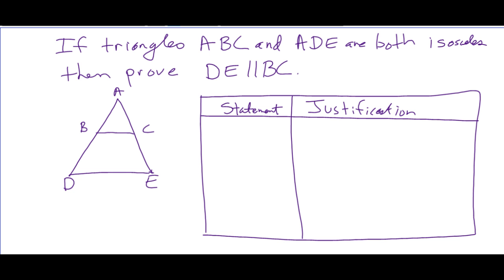Okay. If triangles ABC and ADE. Now note, ABC is a little triangle contained within the larger triangle ADE. If we know they are isosceles, then we know that this line here and this line here are the same. And we know that this angle here and this angle here are the same.